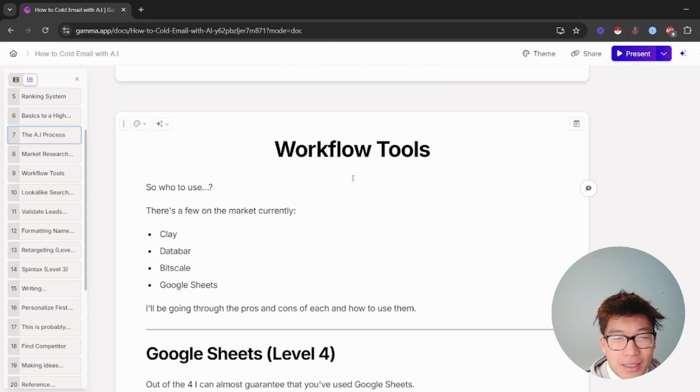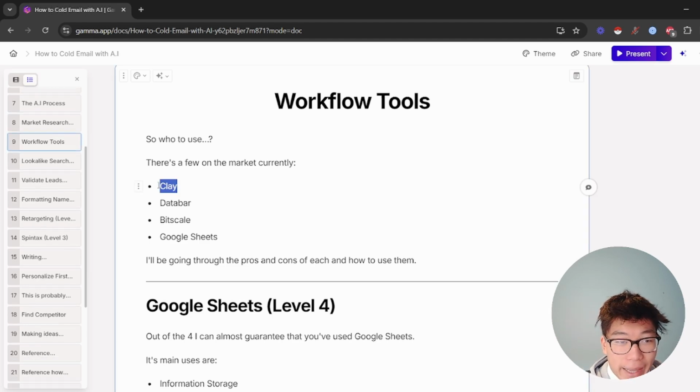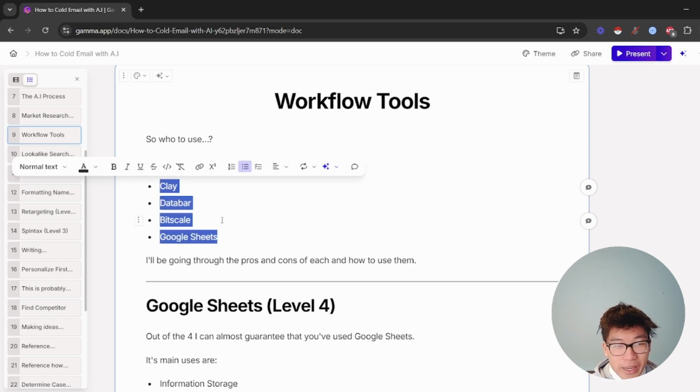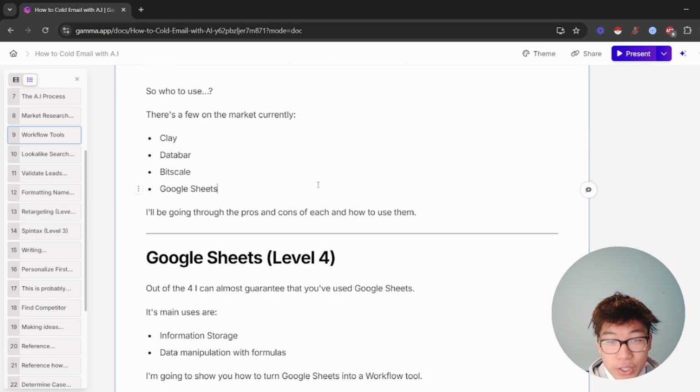So workflow tools. This is the next part in the AI process, and you need to go through everything. Who to use? There's a few on the market currently that I know of, and maybe a few I don't know of, but these are the ones that have been performing the best: Clay, which everyone has kind of heard of, DataBar, BitScale, and Google Sheets. People are like, oh, you can run... I've never heard of DataBar or BitScale, and obviously everyone's heard of Google Sheets, but how do you run Google Sheets? I'll be going through the pros and cons of each and how to use them.